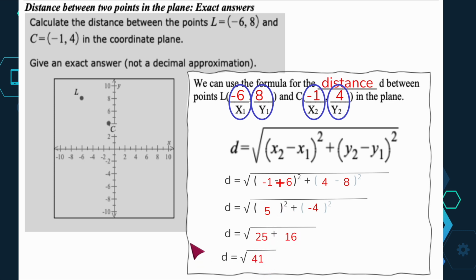And if you know your squares, hopefully you know right away, 41 is not a square. It's in between 36 and 49, which are squares, but 41 is not a square. So we would just leave it the square root of 41, because if I took the square root of 41, I'm going to get a really funky decimal there. And it told me not a decimal approximation. So that's how we find distance using the distance formula, and if they're sharing a coordinate.